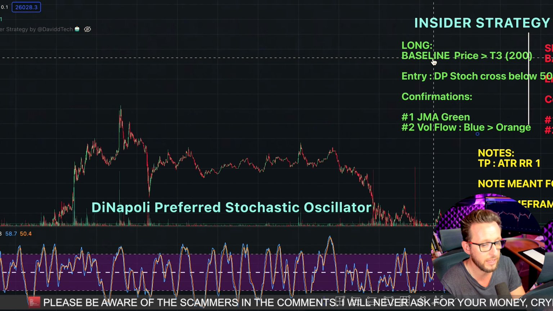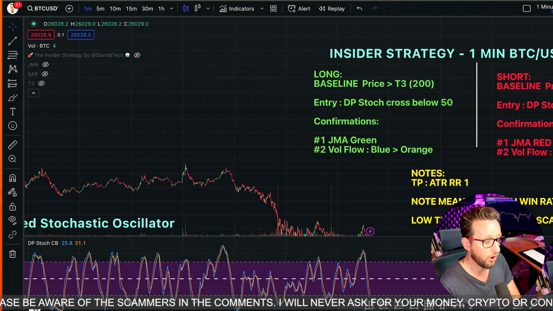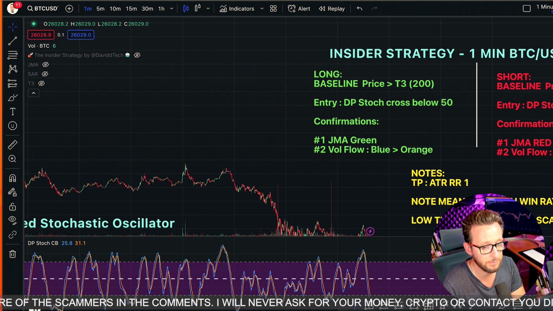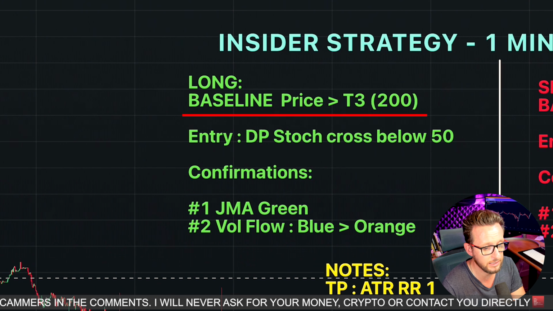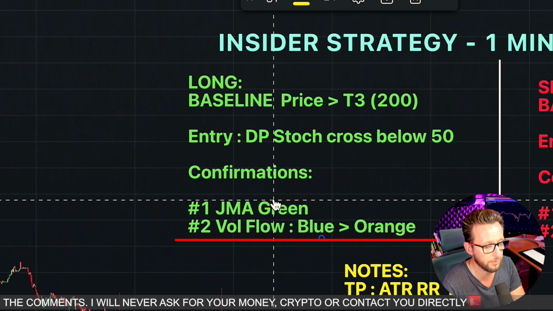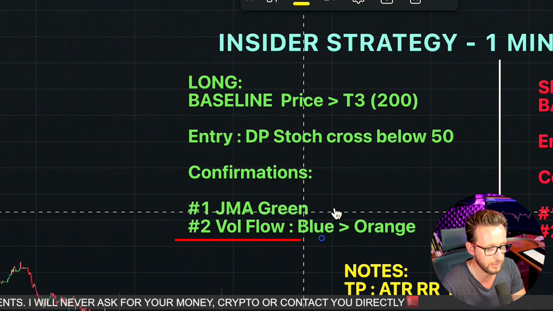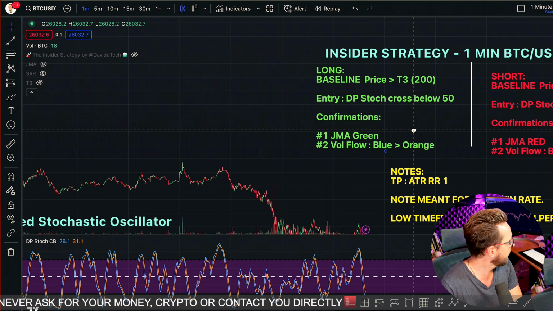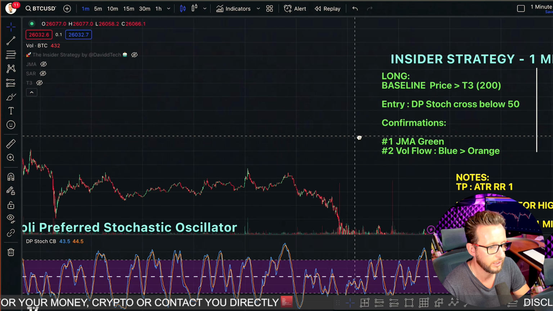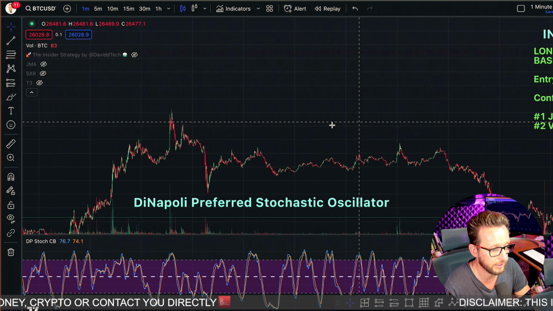Right, let's go through the actual entry. This is based on 3 principles. As always in my trading strategies, we have a baseline, an entry, and then 1 or 2 confirmations for that entry. Let me move the chart over here so we can see. Let's set up these indicators so we can see and have a look at them.